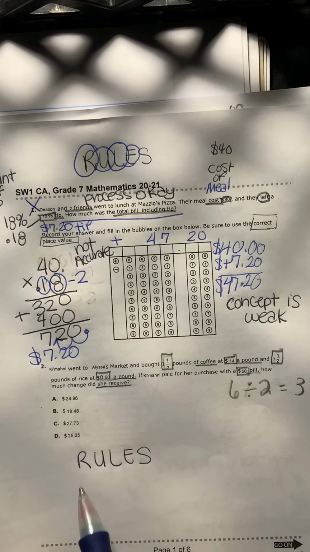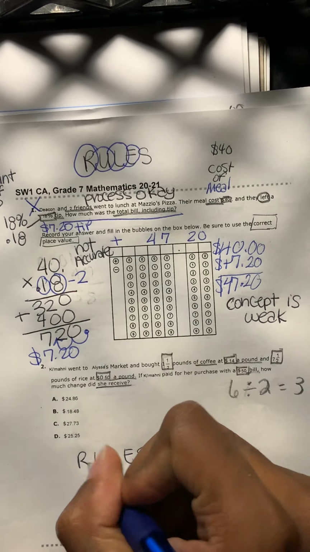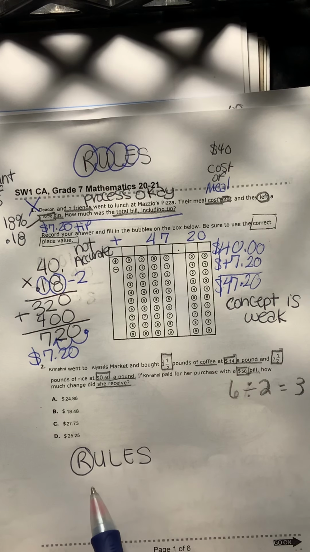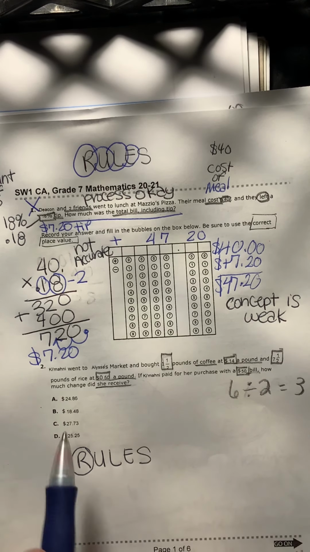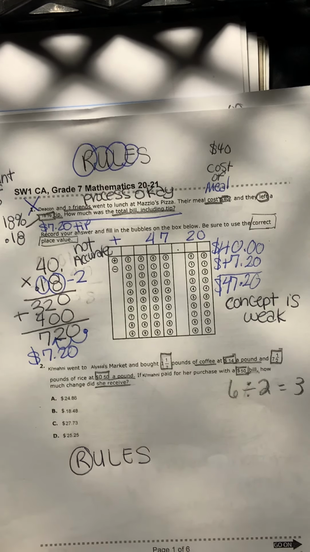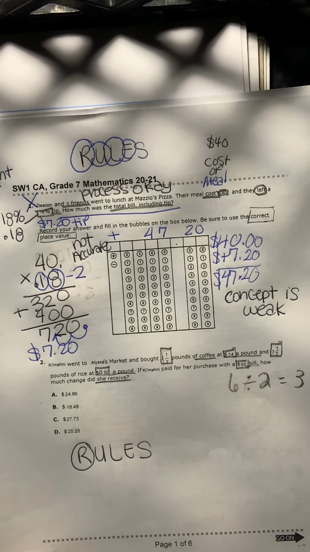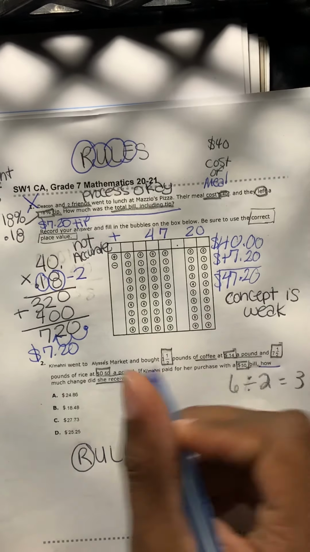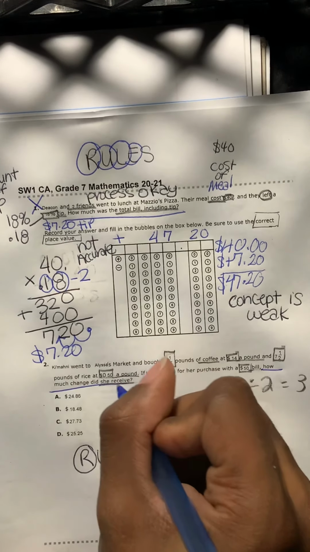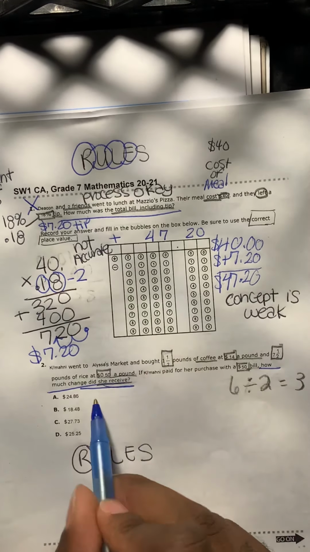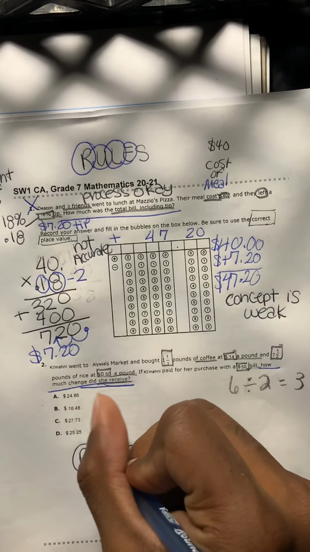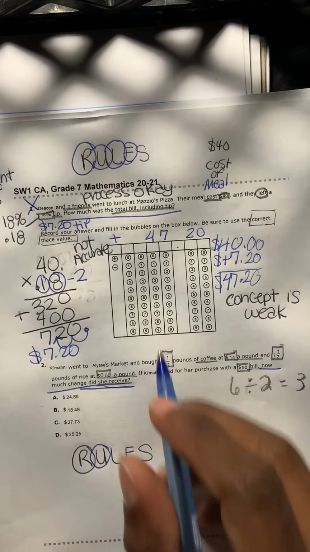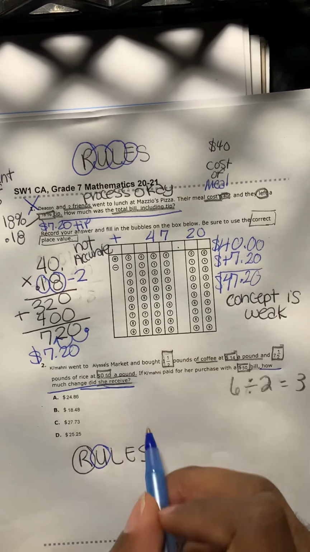All right, so in this case here, we've read. So now we circle our R, underline the question. So we underline our question here. How much change did she receive? All right. So we circle our U. Now we're going to label and annotate. Okay, so we circle our numbers and we box our keywords.